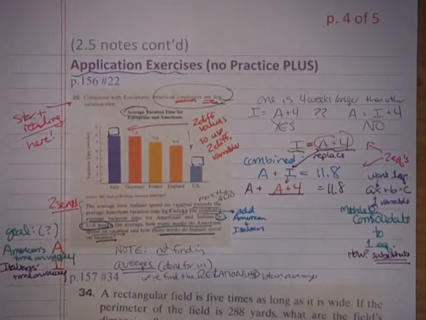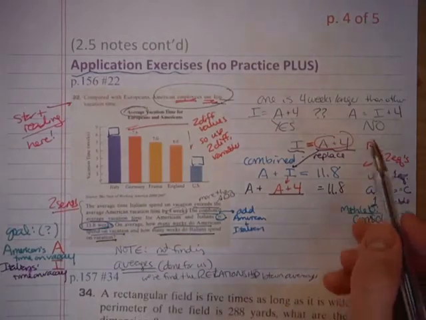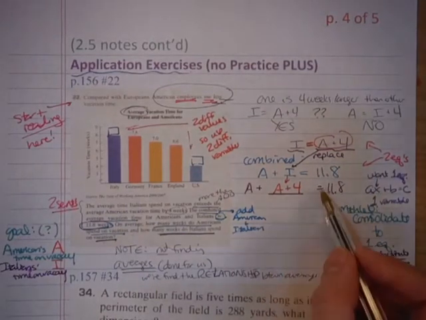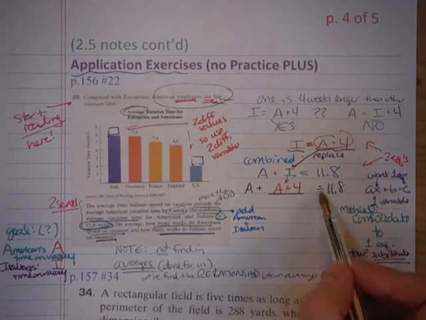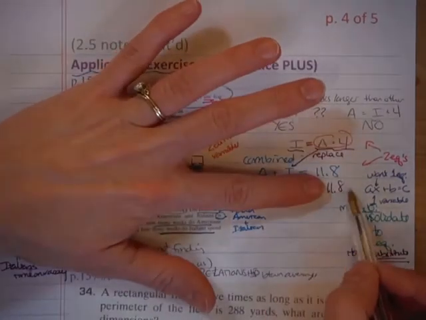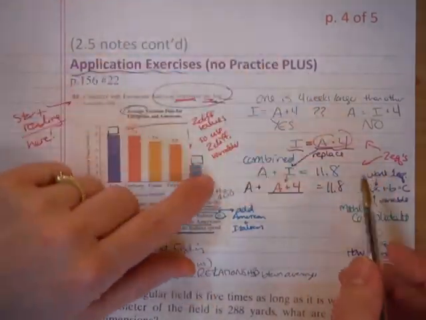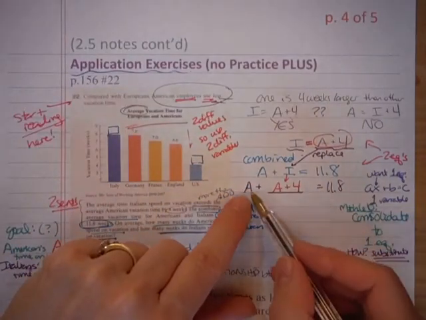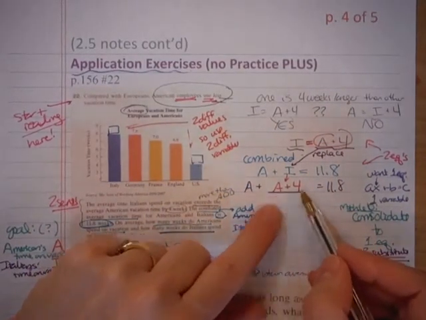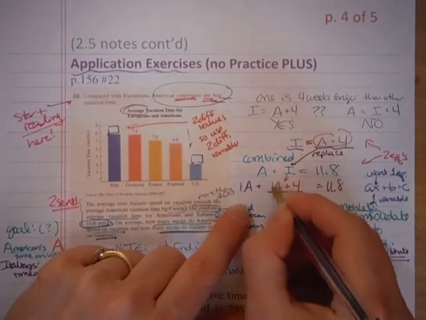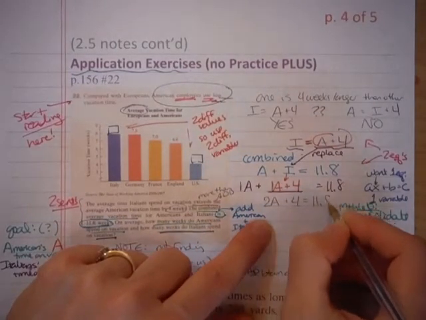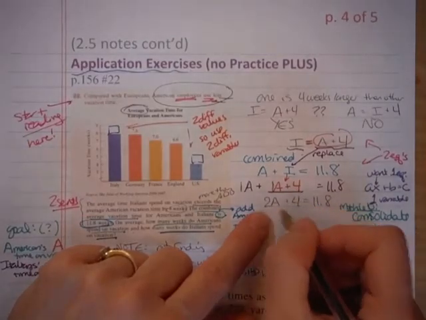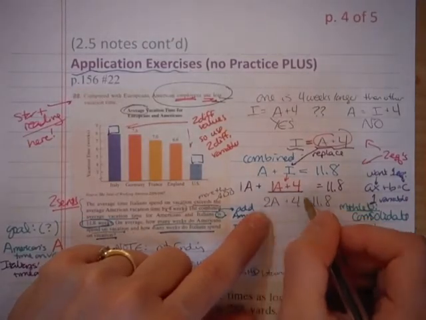Now we're going to use our solving skills from the beginning of chapter 2. I look for parentheses on either side of the equal sign. Nope, all taken care of. I look for like terms on either side of the equal sign. 11.8 is just hanging out by itself, nothing to do yet. But on the left side, I have an a plus another a plus 4. So 1a plus 1a is going to give me 2a plus 4 equals 11.8. And now I've simplified by combining all like terms on the left side.